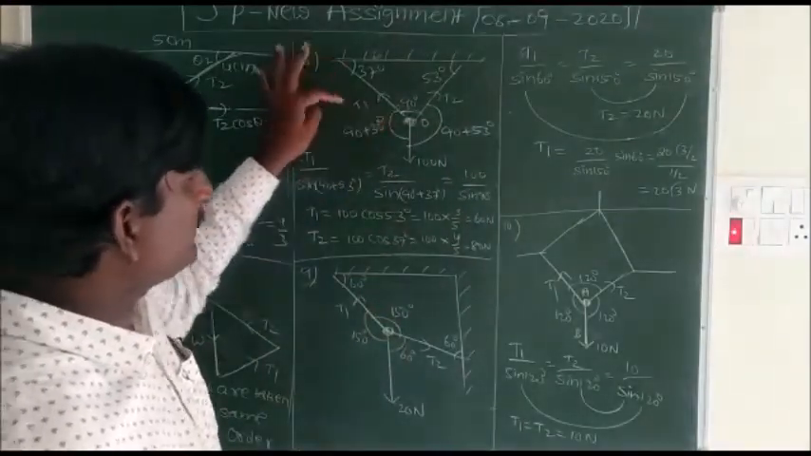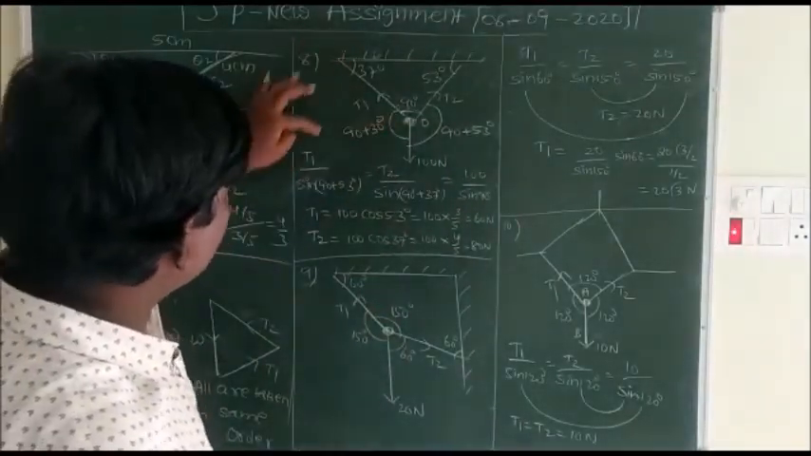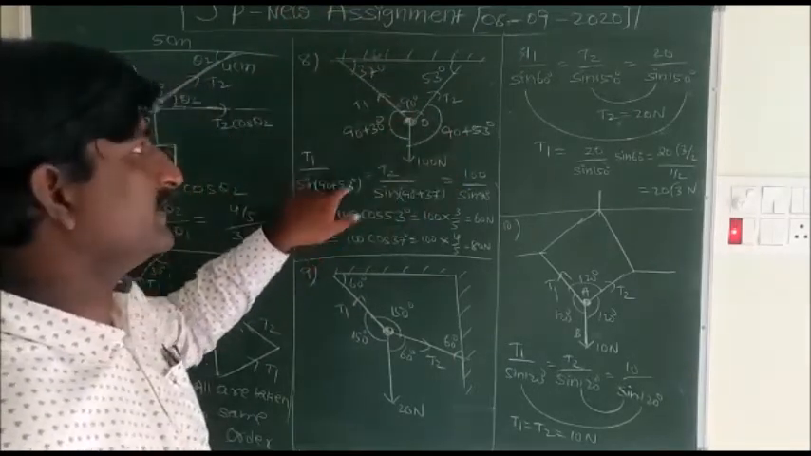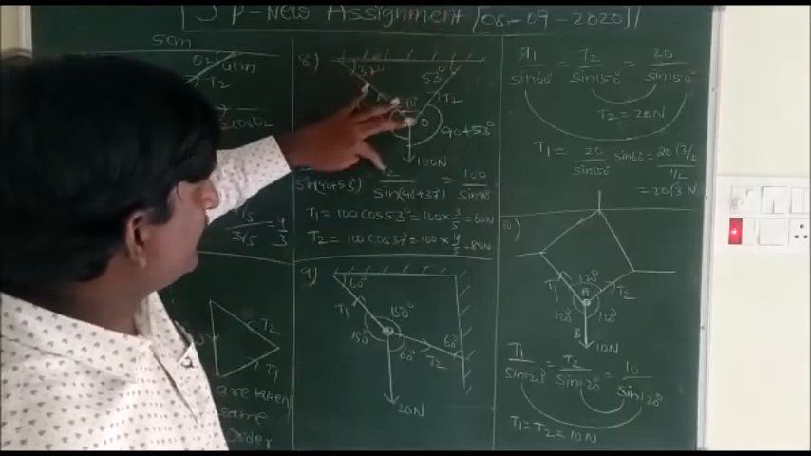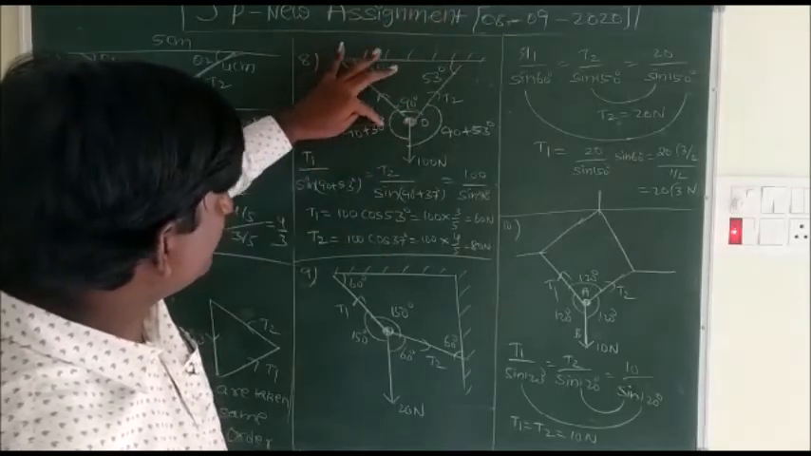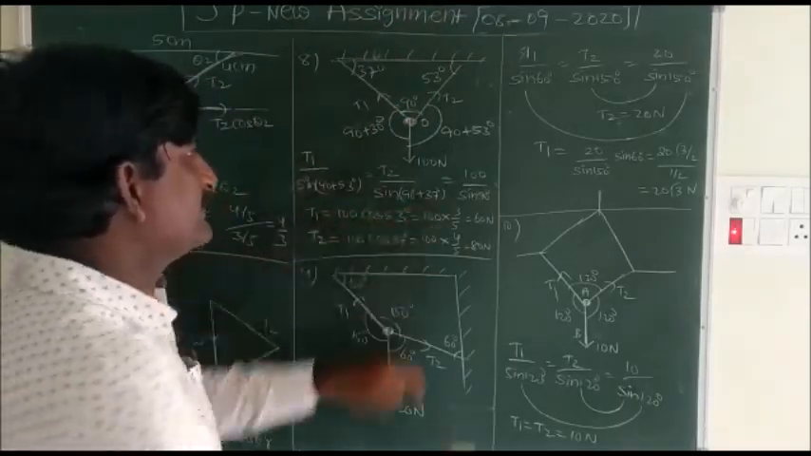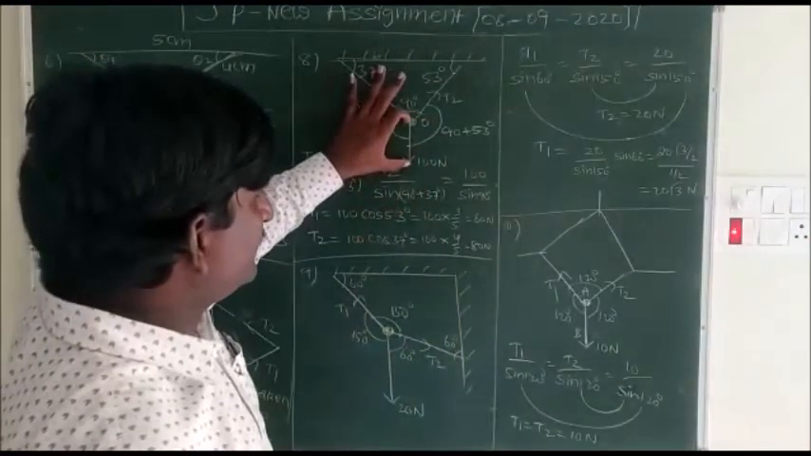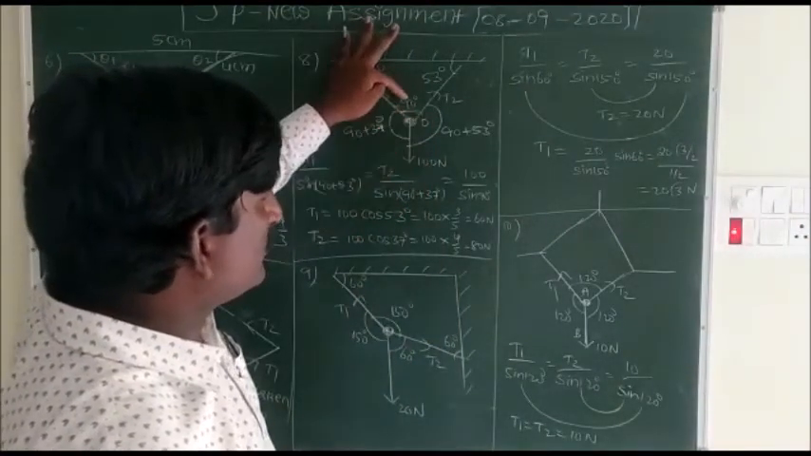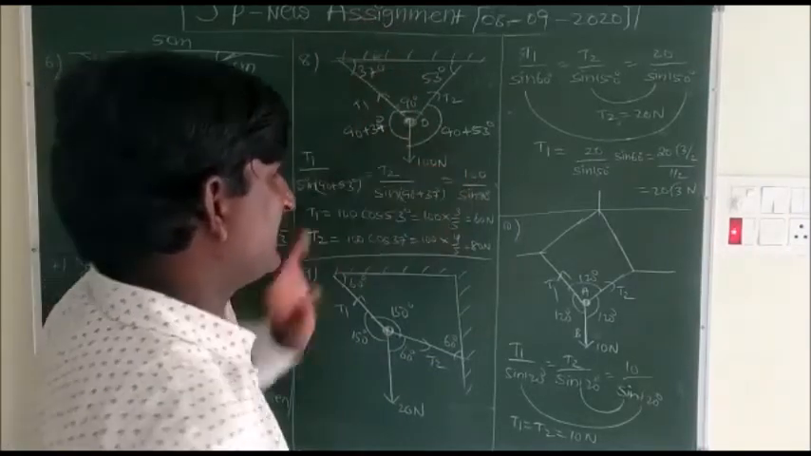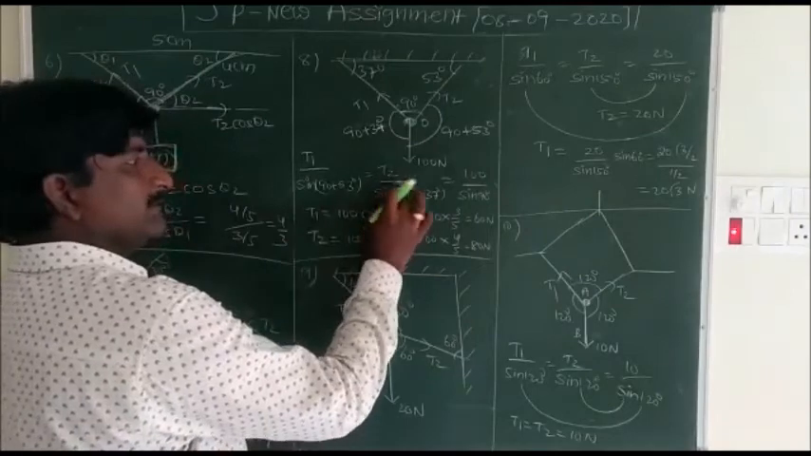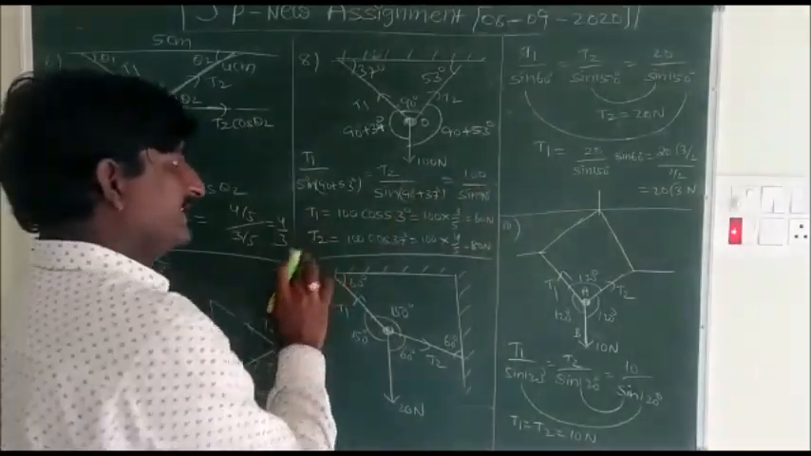First of all I am taking T1. So T1 divided by sine of the opposite angle, sine of 90 plus 53 degrees. After that I am taking T2, the opposite angle is 90 plus 37, sine of 90 plus 37 degrees. Lastly I am taking the downward force 100 newtons, the opposite angle is 90 degrees, 100 by sine 90 degrees. So the first one and the last one you can equate, you will get T1. The middle one and the last one you can equate, you will get T2.